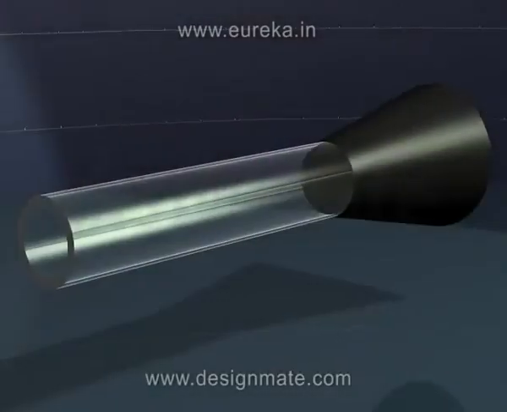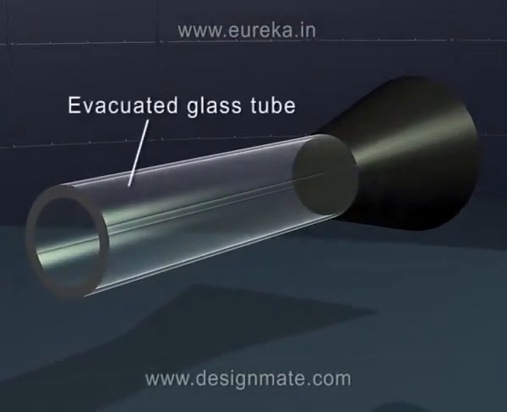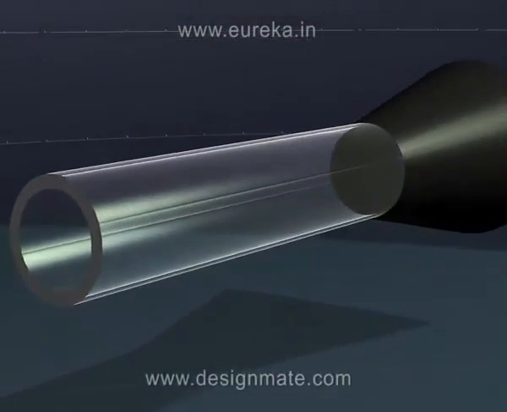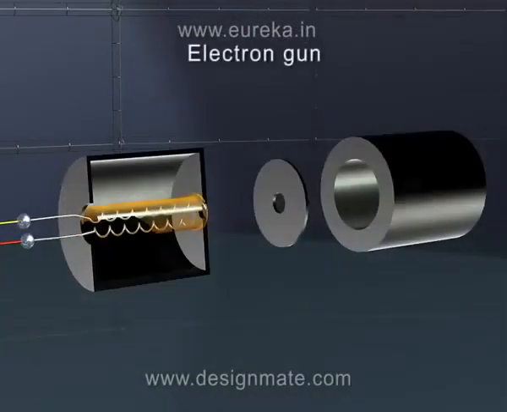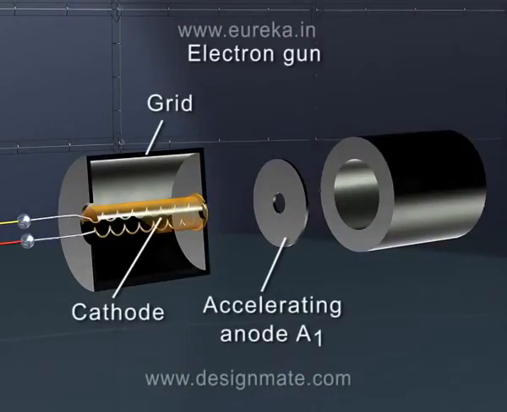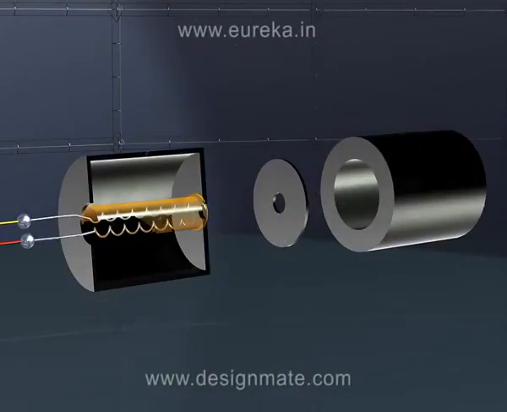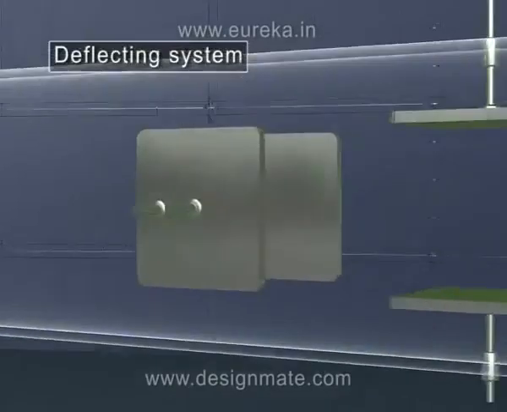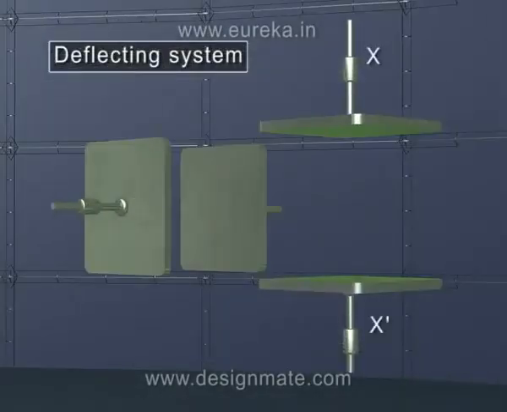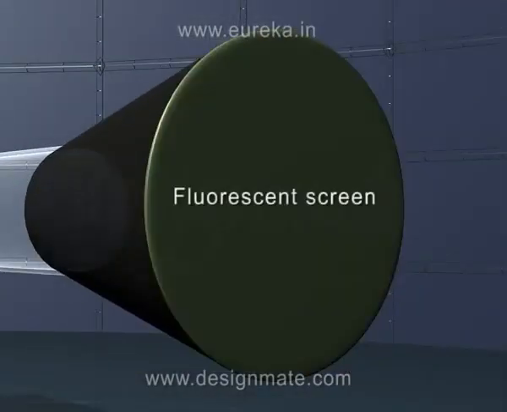Summary. The cathode ray tube consists of an evacuated glass tube, an electron gun, which further consists of cathode, grid, accelerating anode A1 and focusing anode A2, a deflecting system, which consists of XX' plates and YY' plates, and a fluorescent screen.